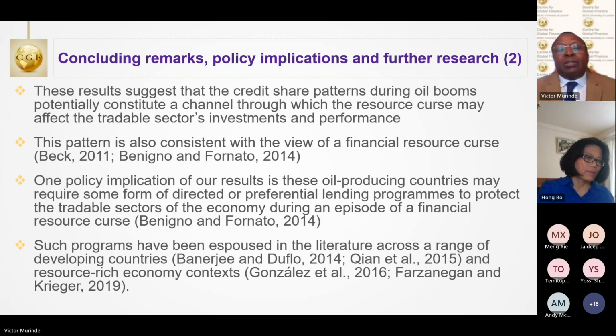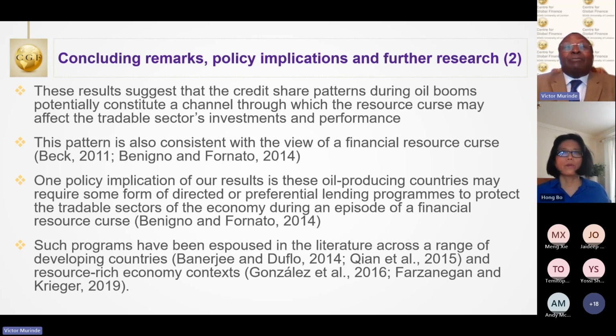And there is a policy implication. I was thinking that one way of interpreting or conveying the advice of this paper to policymakers is saying, yes, you have discovered oil, you have an oil boom, but be careful. It might kill your banking sector. Okay. It might destroy your banking sector.